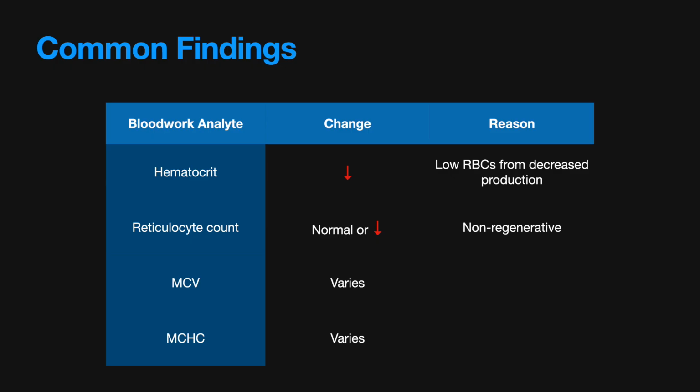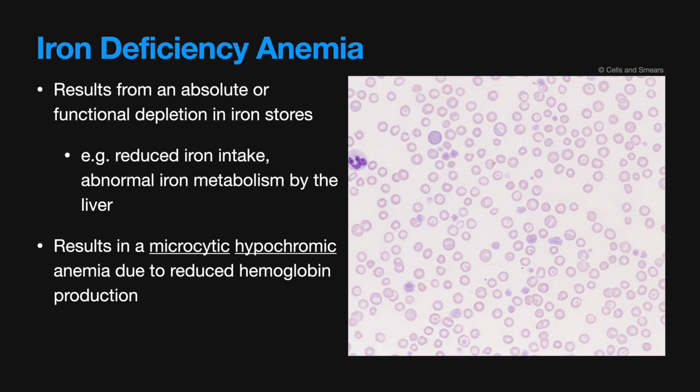The MCV and MCHC can vary with these conditions depending on the underlying cause. We will start with iron deficiency anemia. This condition results from an absolute or functional depletion in iron stores. For example, this could result from reduced dietary iron intake or iron loss, or it could result from a functional deficiency due to something like abnormal iron metabolism by the liver. Iron deficiency anemia causes a microcytic hypochromic anemia due to reduced hemoglobin production.